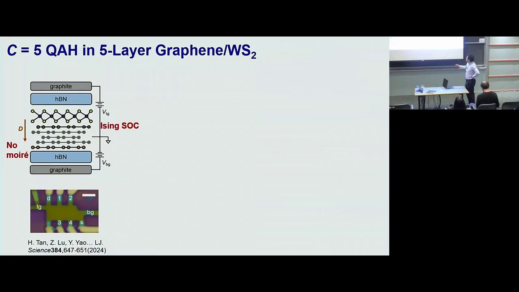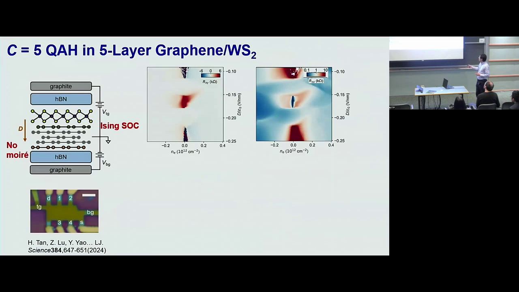And on the other side of the graphene, we purposely twist away from 0 degrees, so you can think of the moire effect between the bottom layer graphene and the bottom hBN as negligible. It's not there, okay? And experimentally, we do the same trick. We scan charge density, we scan the gate displacement field, and we measure the anomalous Hall resistance and the longitudinal resistance at the same time.